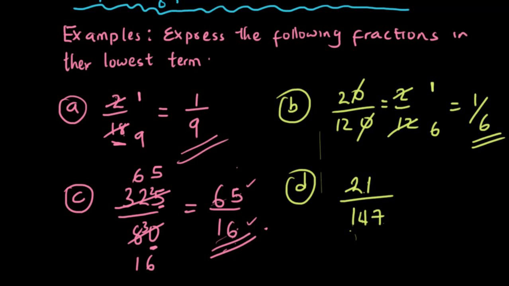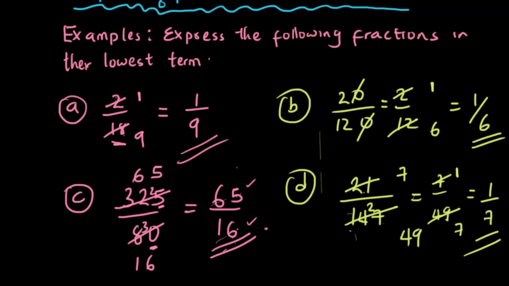So let's divide by 3. 3 in 21 is 7. 3 in 14 will give us 4, remainder 2. 3 in 27 will give us 9. So we have 7/49. Now we know that 7 can go in 49. So 7 in 7 is 1. 7 in 49 is 7. So we are left with 1/7 as our answer. Now don't forget, expressing fractions in the lowest term means dividing the numerator and the denominator with the same number till nothing else can be divided. Do you understand?